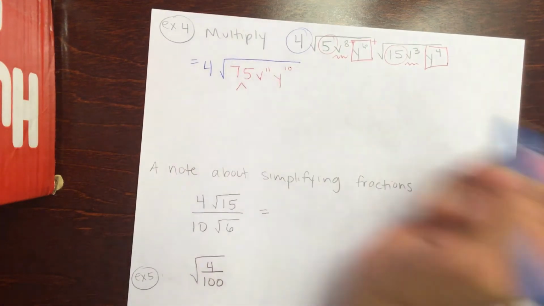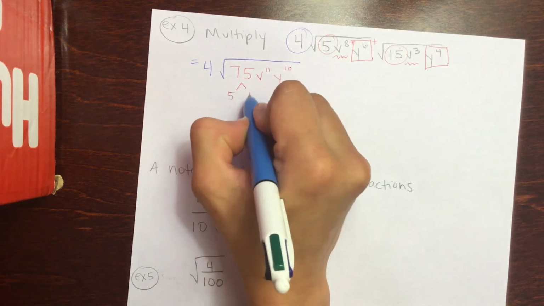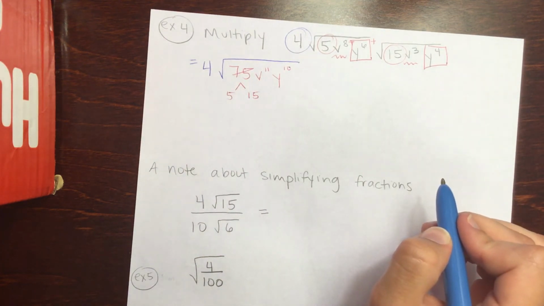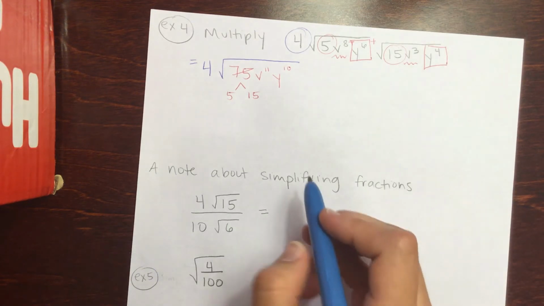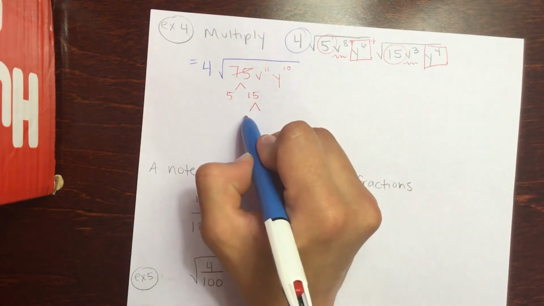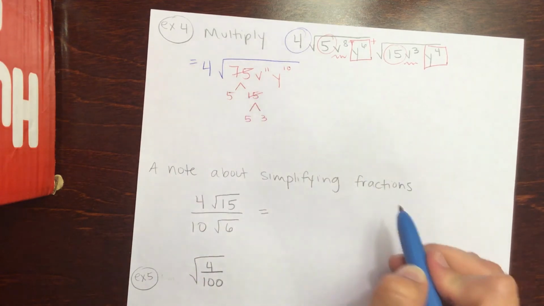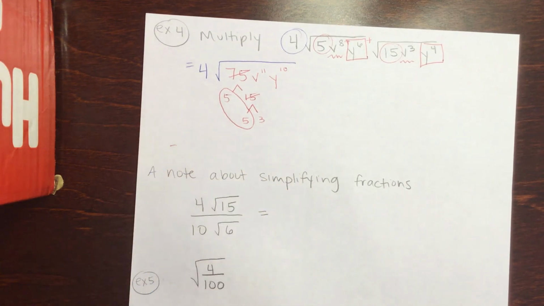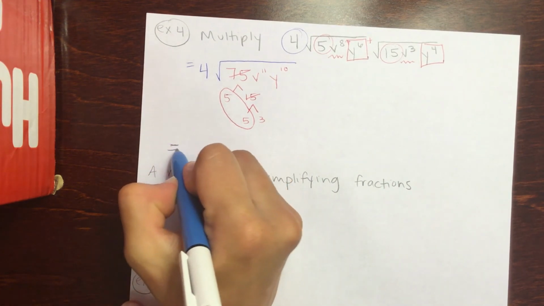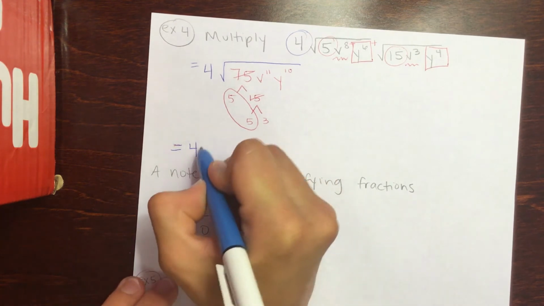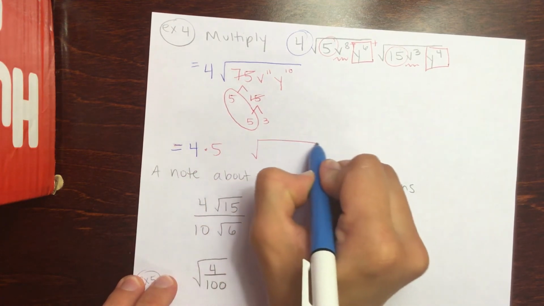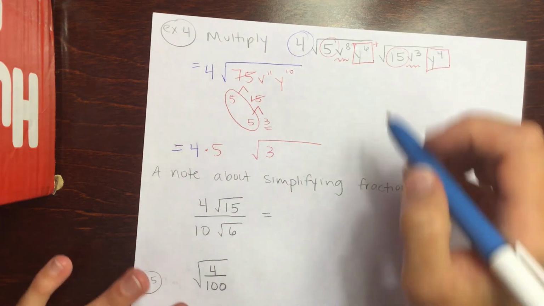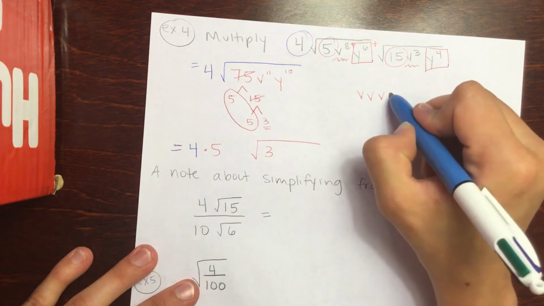If we break down 75, it is 5 times 15, because those are the 2 numbers I multiplied together. You can use 3 times 25 also, if you'd rather do that. 5 doesn't break down any further, but 15 is 5 times 3. That means I have a pair of 5's to come in front with my 4. And I have a single 3 to stay underneath. Now deal with your v's and your y's.